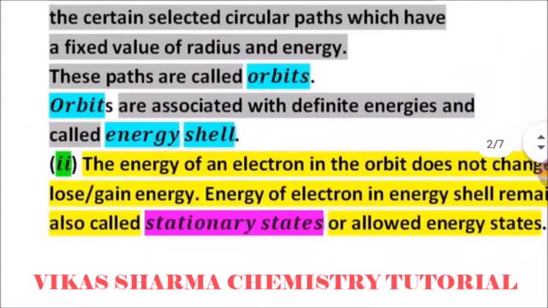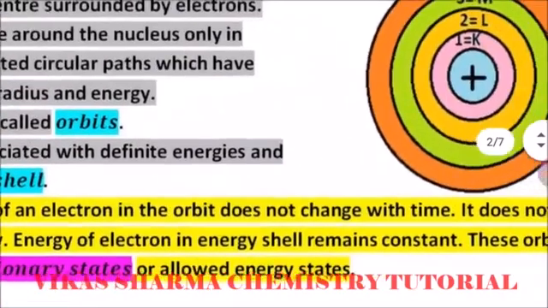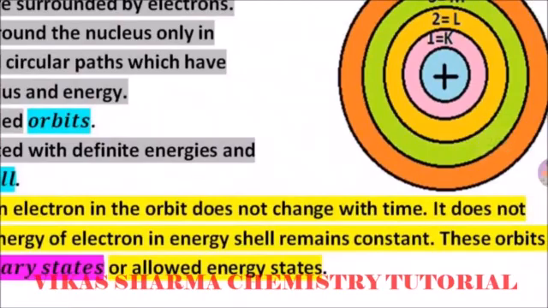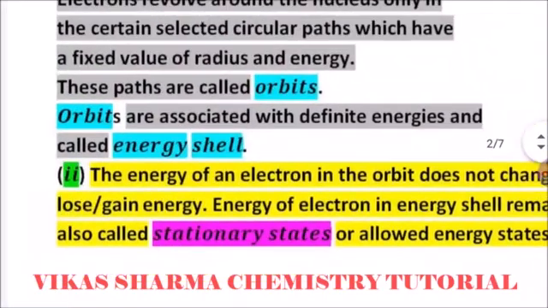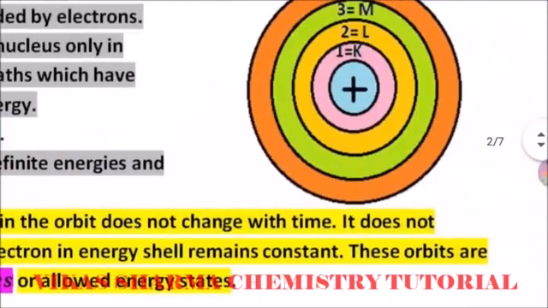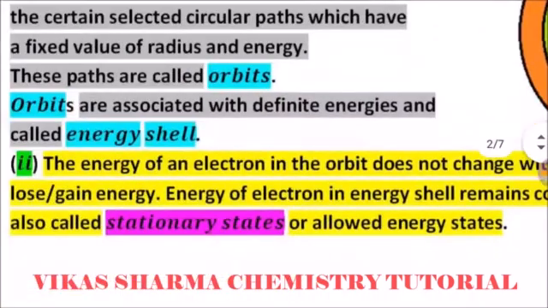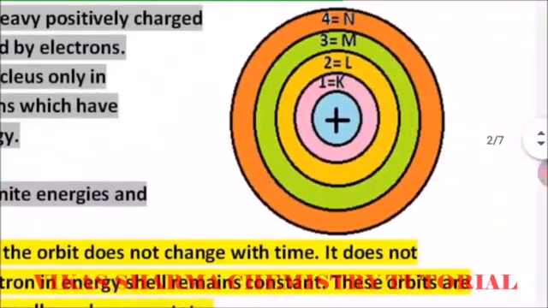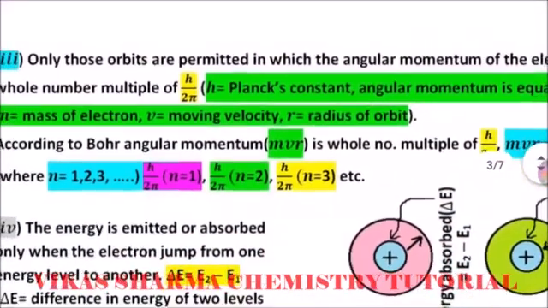Second, the energy of an electron in the orbit does not change with time. It does not lose or gain energy. The energy of an electron in an energy shell remains constant. These orbits are also called stationary states or allowed energy states. It means in an orbit, the energy of the electron is always fixed. It does not lose, it does not gain.